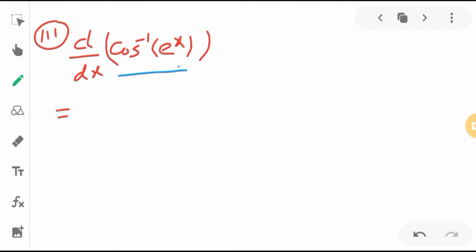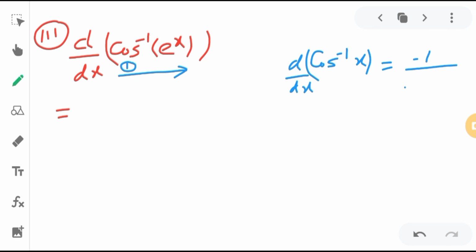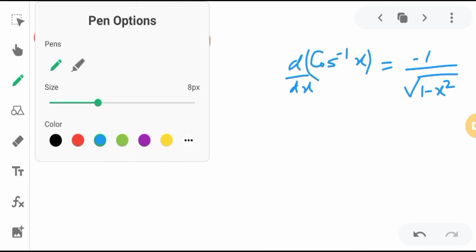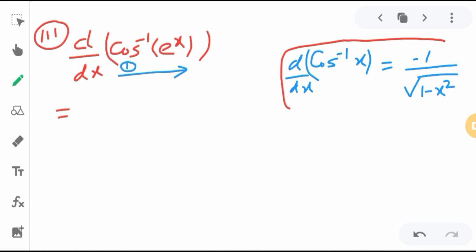So when you go from left to right, the first function you are seeing is cos inverse. So first we will derive cos inverse. What is the formula for the derivative of cos inverse x? The derivative of cos inverse x with respect to x is minus 1 divided by square root of 1 minus x square. Okay, so this formula you know, and we'll use this formula.